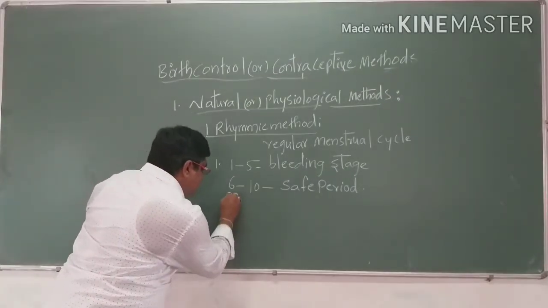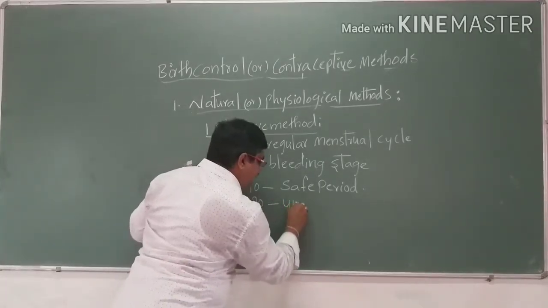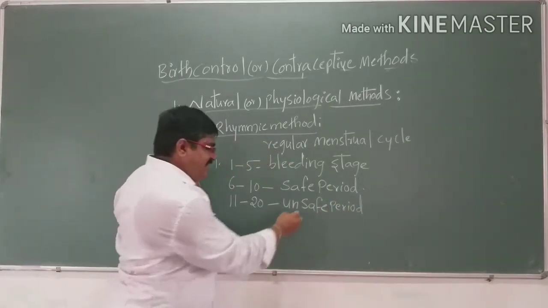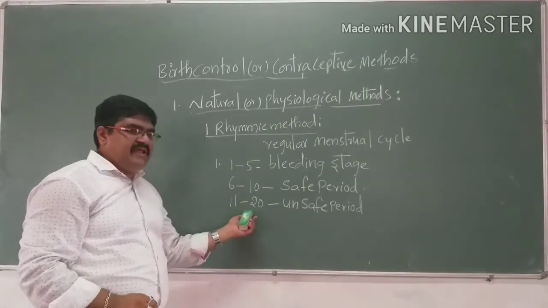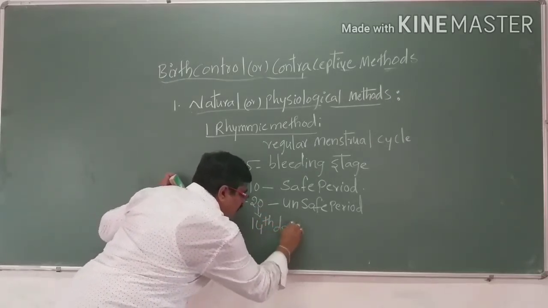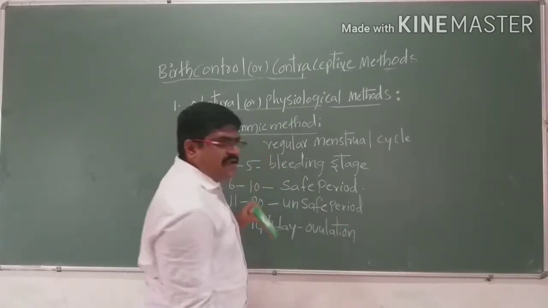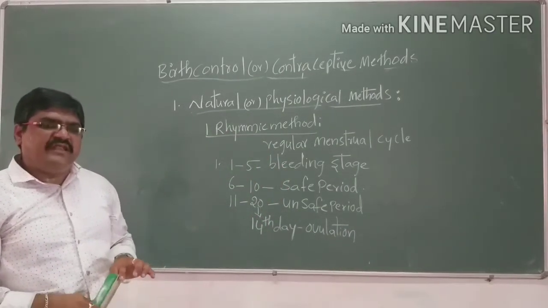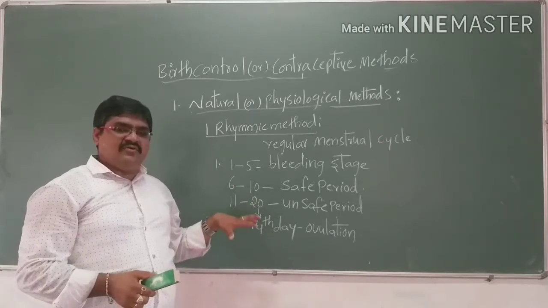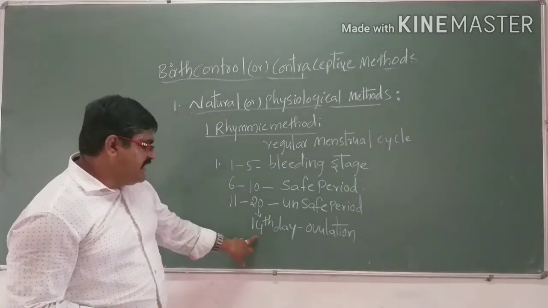Next, from the 11th day to the 20th day, we call it an unsafe period. Why? Because on the 14th day of the menstrual cycle, ovulation takes place. That is, the egg is released on the 14th day, when FSH and LH hormones are at a peak level. Due to the peak level, ovulation takes place.